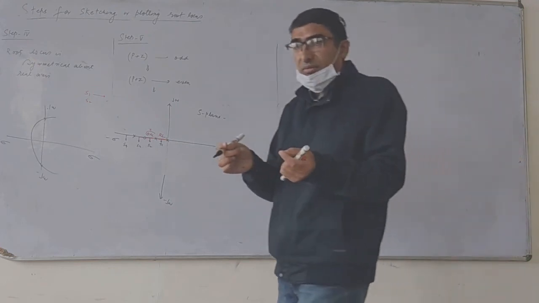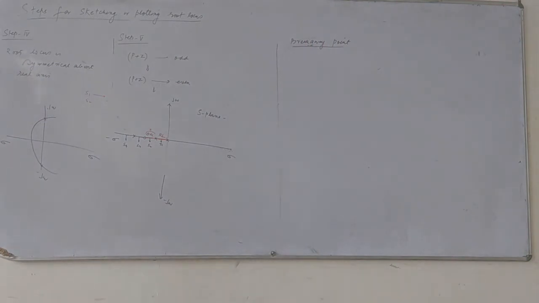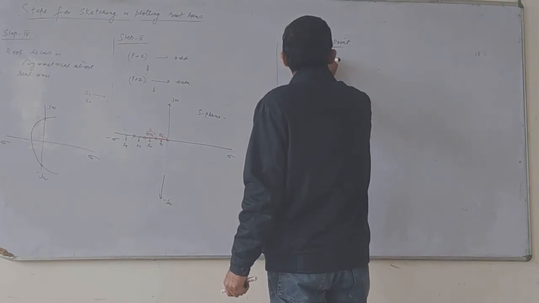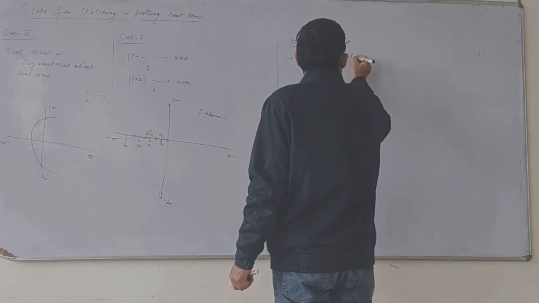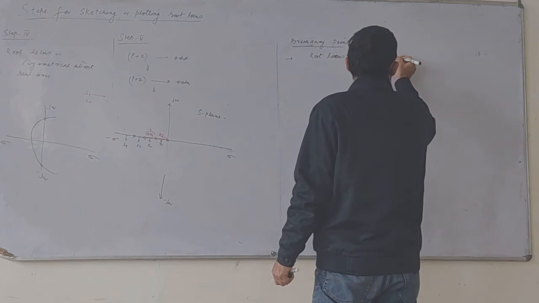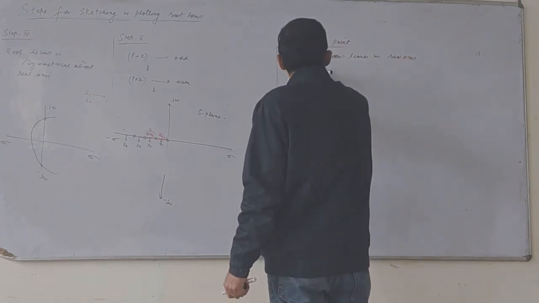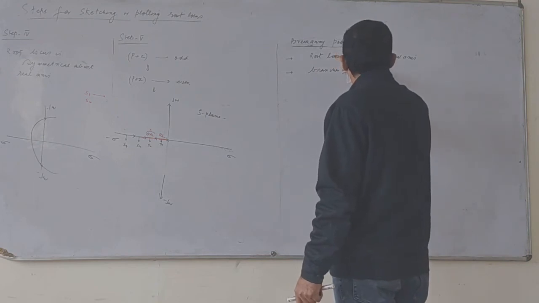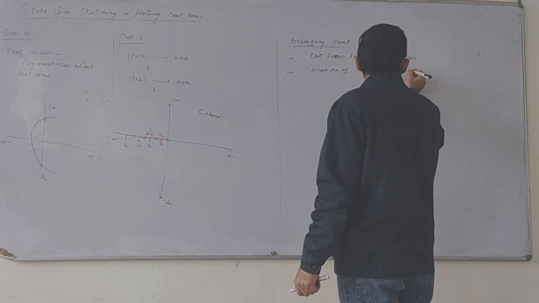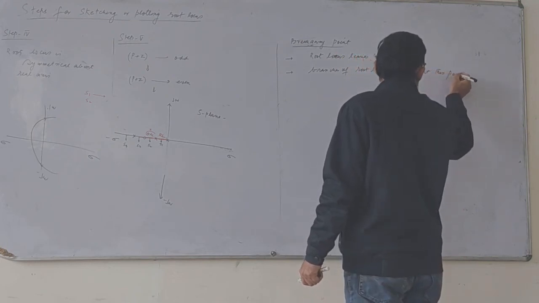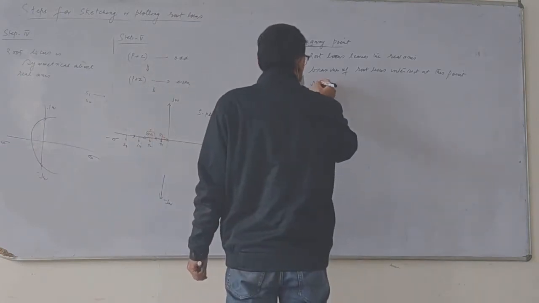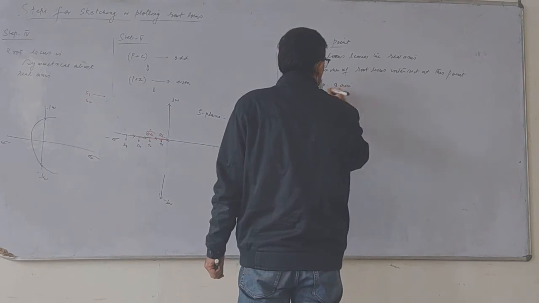And wherever the branches of the root locus intersect, this is a breakaway point. So it's the point where the root locus leaves the real axis, number one. And it's a point of intersection of the branches of root locus. At this point, what is also going to happen? This is a point of maximum gain. Maximum gain will also occur at this point.